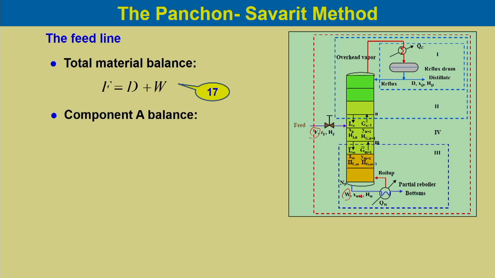So, the component balance if we do for this, it would be F ZF would be equal to D XD and then plus W XW.